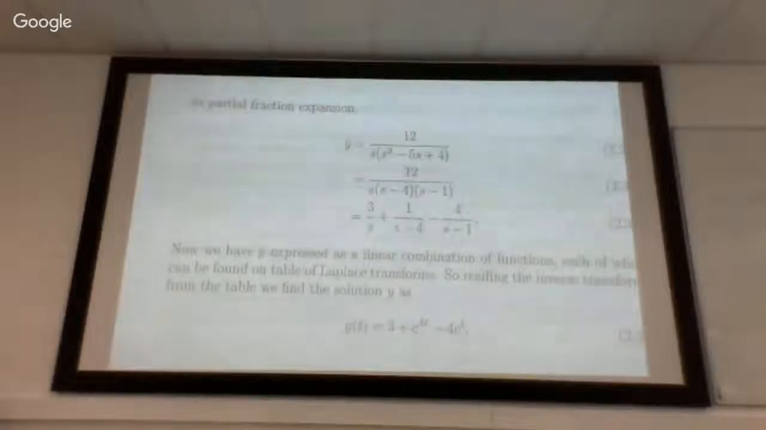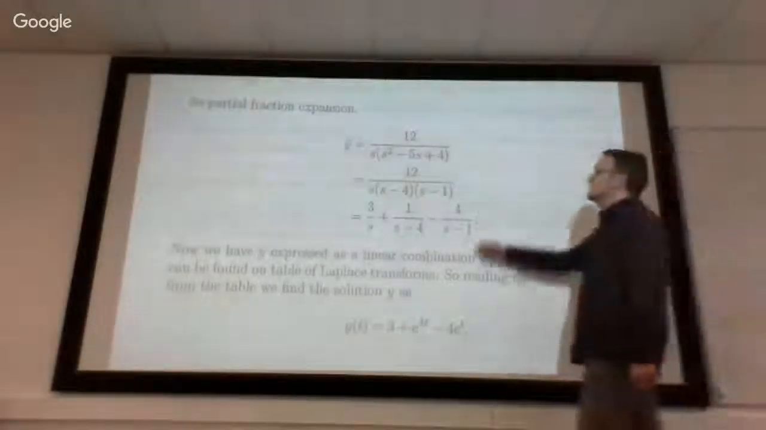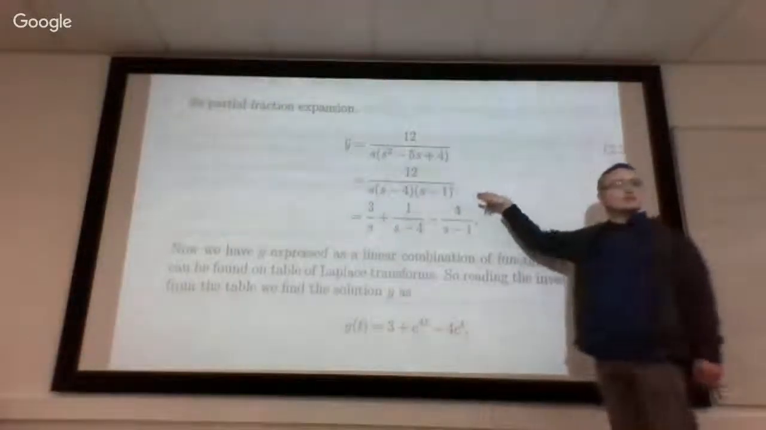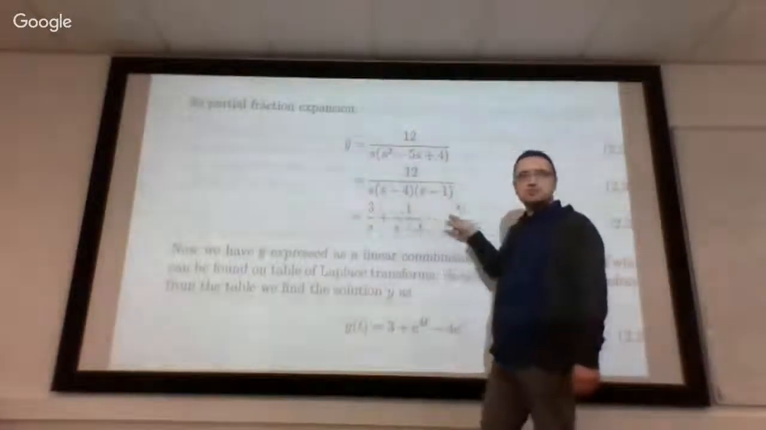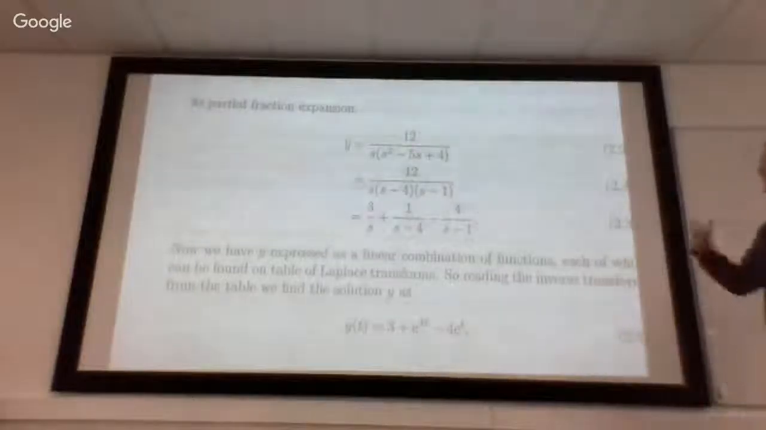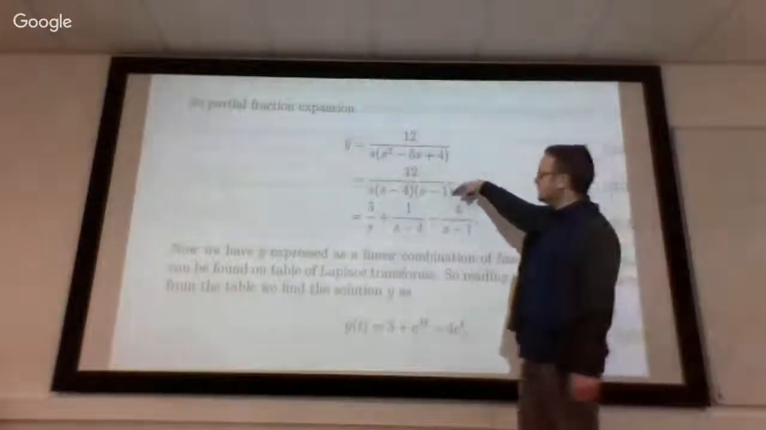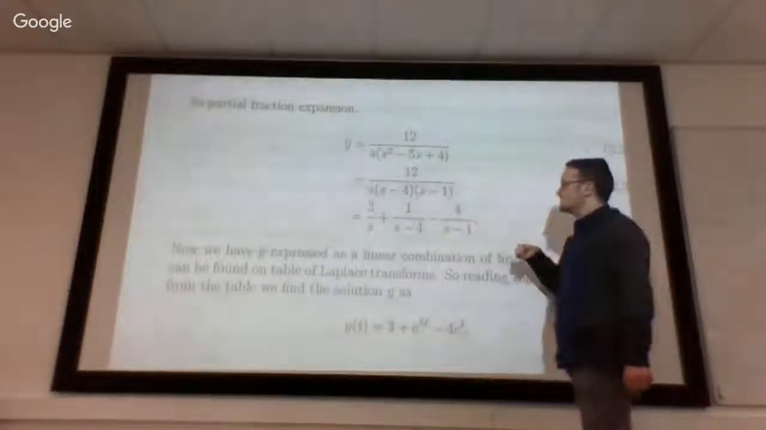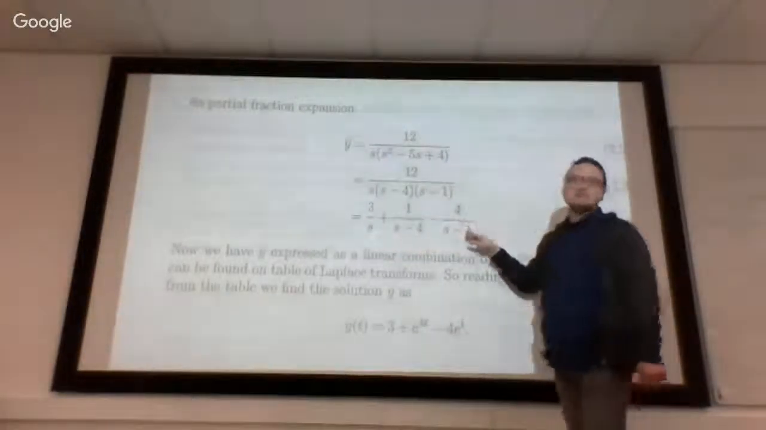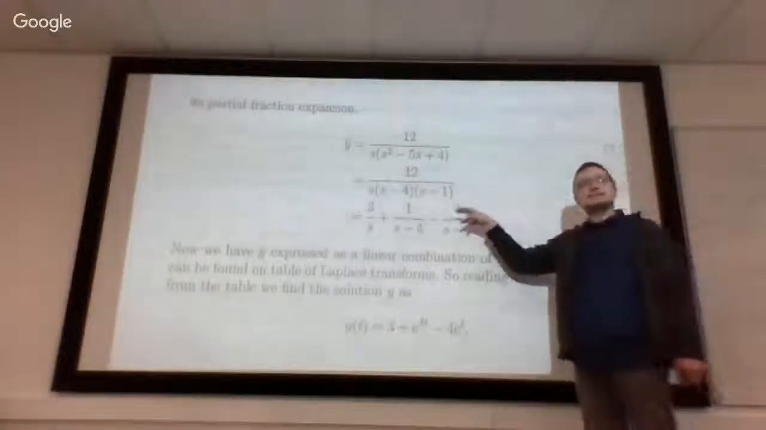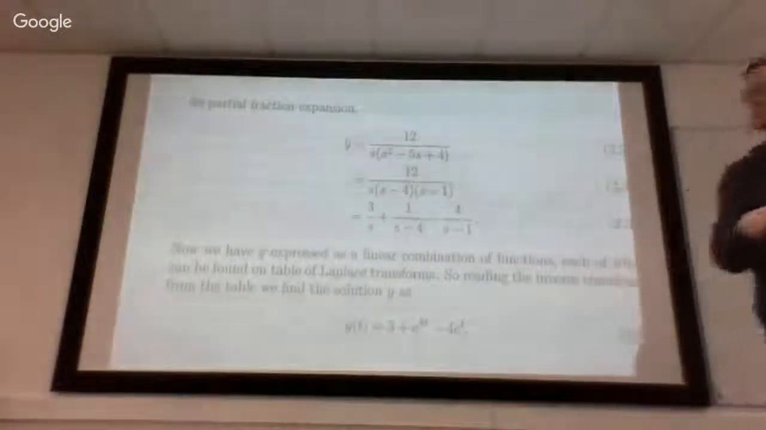And so we look for the partial fraction expansion of this. Typically, that requires a little bit of side calculation to figure out what these constant values should be up here. But you perform that. So 12 over this has this partial fraction expansion. So y bar is a linear combination of functions of s, and each of these can now be found on the tables.